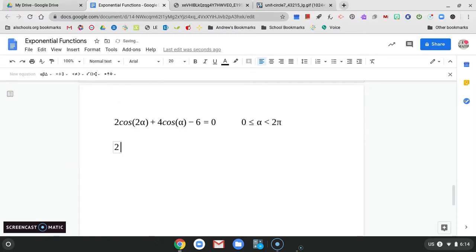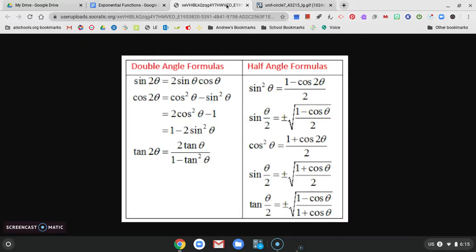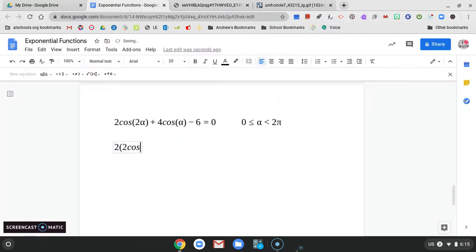It's going to be 2. That 2 right here stays there. I haven't changed that coefficient. And I'm going to make the substitution. Cosine of 2 theta is going to become 2 cosine squared theta minus 1. 2 cosine, I'll put it here, squared. And of course, they didn't use theta, they used alpha in this case, but same idea. Just a different variable.